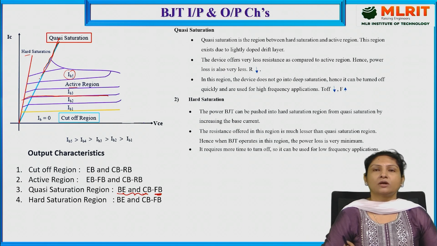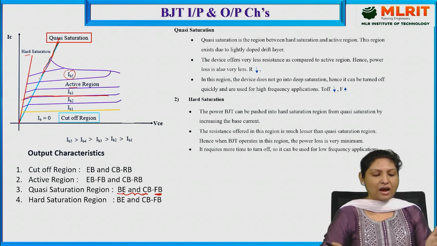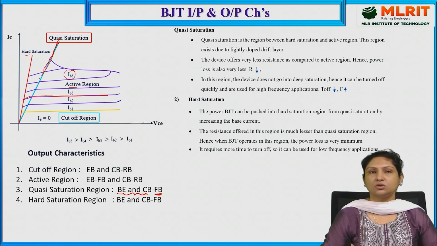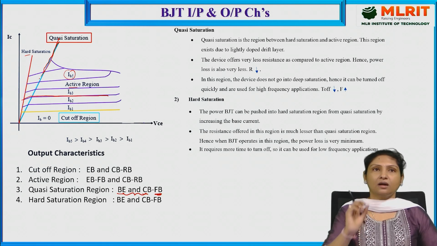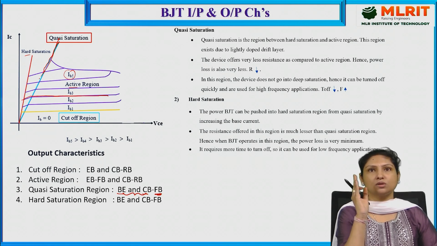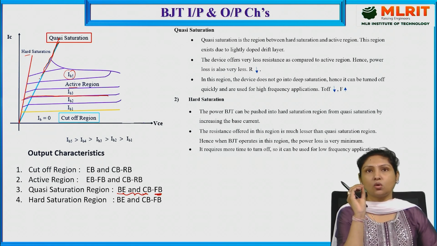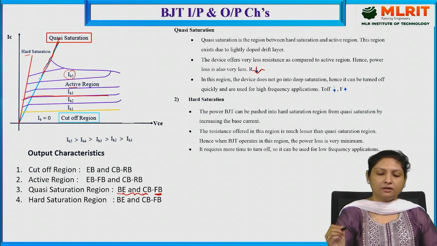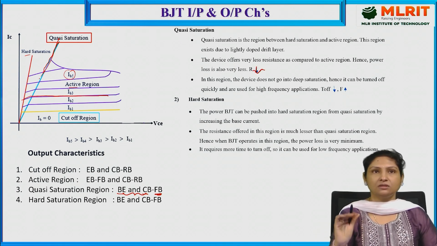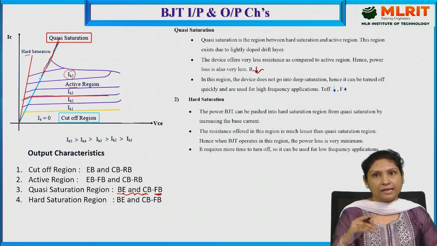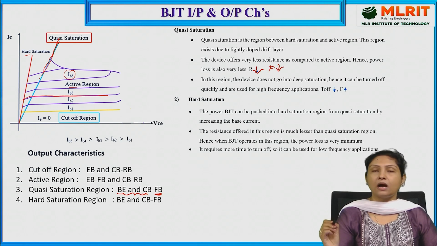So here, this region lies between hard saturation and the active region, and in this quasi-saturation region the current is increasing in such a linear fashion. It is just because of that N- layer, the so-called drift layer. And if you see the resistance of this particular quasi-saturation region, the transistor resistance will be very low. And if the resistance is low, the power losses are also low, which is an advantage.